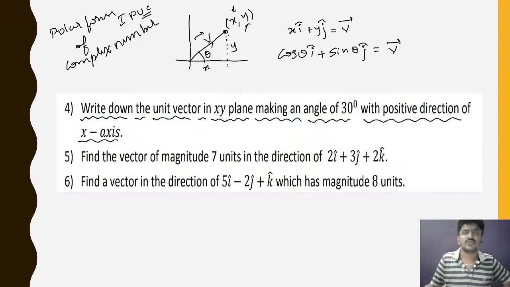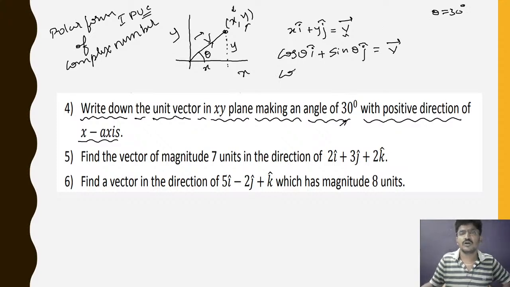So here we have to write down the unit vector in the xy plane making an angle of 30°. For that, we should write it as vector v equal to x i cap plus y j cap. This is the vector v in the xy plane. This is the x-axis, this is the y-axis. Here theta equals 30°.